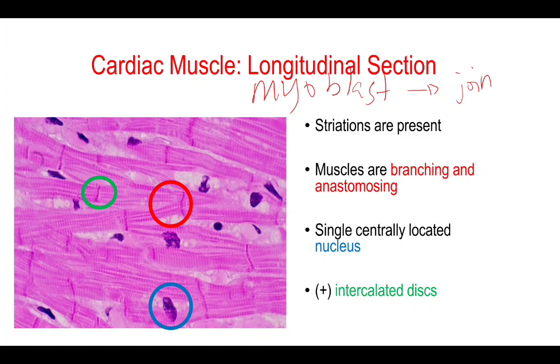So here in the cardiac muscle, guys, striations are present. Always yan siya, sa longitudinal section of the muscle, striations are present. You can clearly see the striations here, okay? And the muscles are branching and anastomosing.